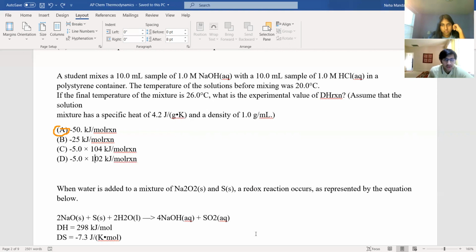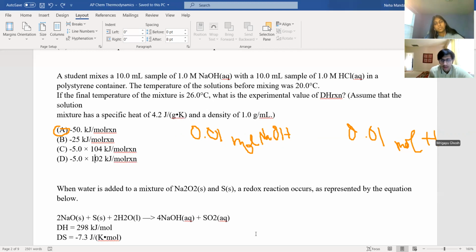Okay, so we know that initially we have 0.01 moles of NaOH, right? And we have 0.01 moles of HCl. We need to get one mole of reaction, right? So if that's the case, why don't we just multiply both of these by 100? Why do we need 1 mole? Well, your final answer is going to be. That's not going to help, though, is it? I don't think that's going to help because you're going to need to multiply. I guess it does help.